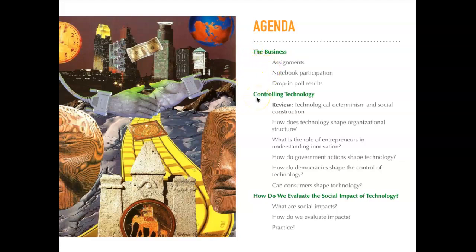But the real core of our agenda today will be looking at two central questions. Who controls technology and how? So we're going to be looking at questions relating to whether technology shapes organizational structure or is shaped by organizational structures. The role of entrepreneurs and technocrats. We're going to take a look at how government actions shape technology, as well as how democracies shape technology, as well as consumers.